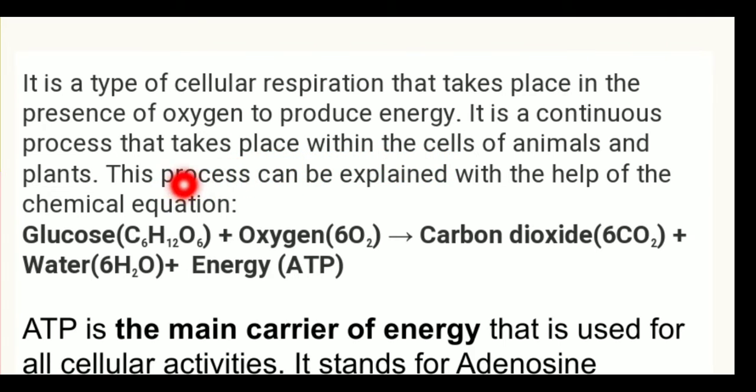And where does it take place? In the cells. This process can be explained with the help of the following equation. Glucose, which is a complex organic material, plus oxygen. And then as a result of this reaction, carbon dioxide is produced, energy in the form of ATP is produced and water is produced as a result of this oxidation reaction.